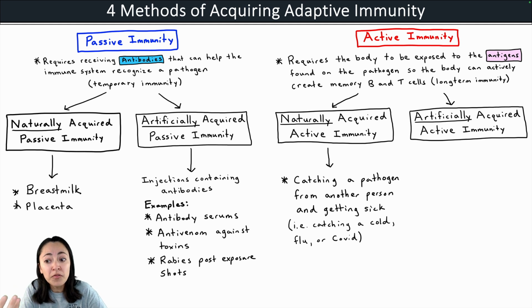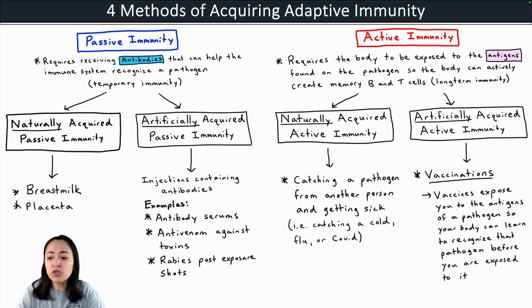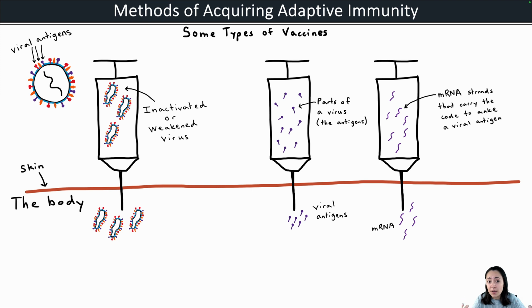Now, how may you artificially be exposed to the antigens found on a pathogen? Well, that is through vaccinations. So that's how vaccinations work. Vaccinations are an artificial way of acquiring active immunity. Vaccines expose you to the antigens of a pathogen so your body can learn to recognize that pathogen before you are actually exposed to it. There are a lot of different types of vaccines, but let me just introduce you to some of the different types of vaccines and how they may be introducing the antigens from a pathogen to your body.